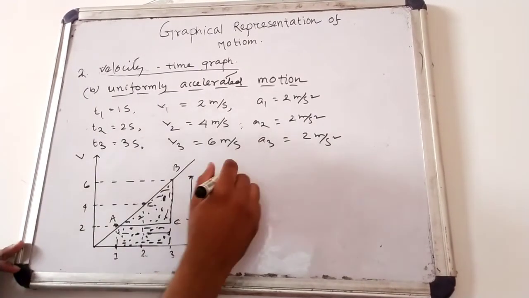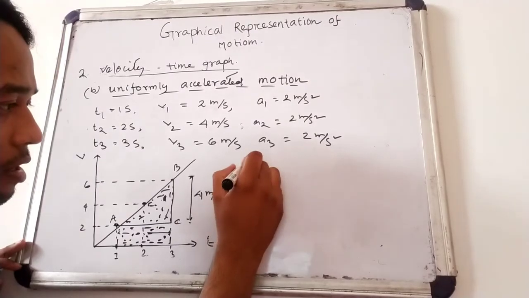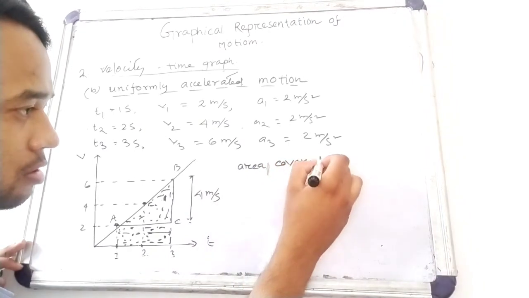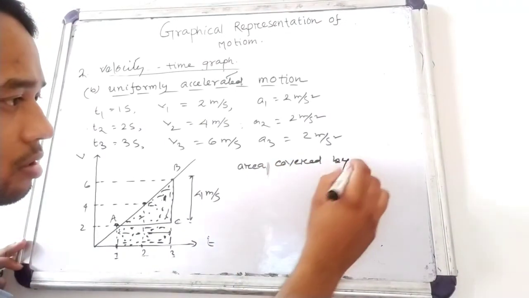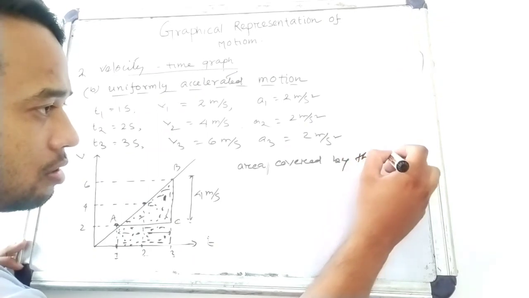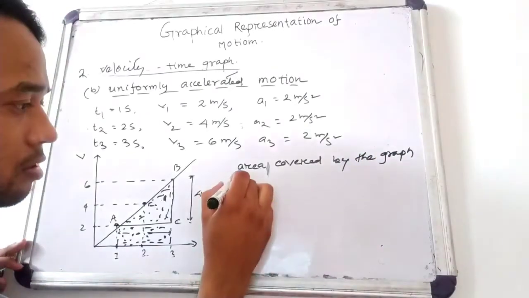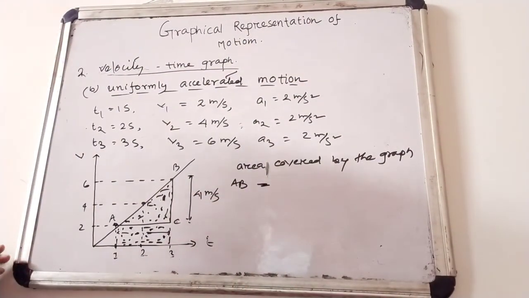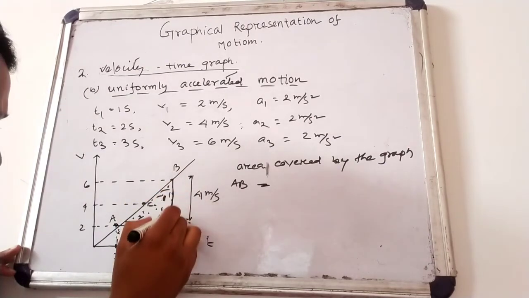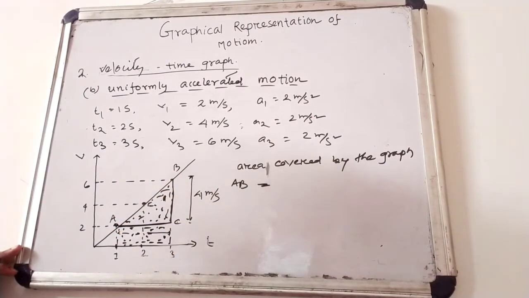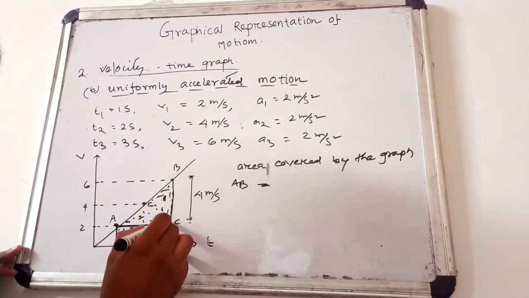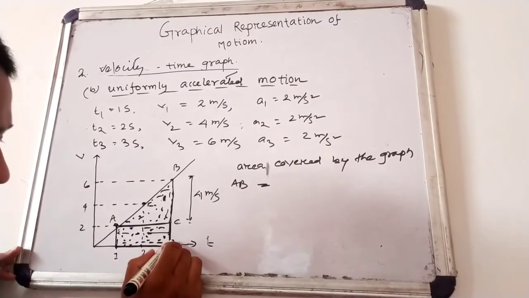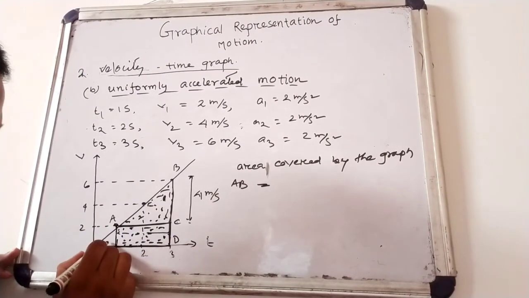So then the area covered by the graph AB will be how much? See, we can divide the total area in two parts. One is the area of this triangle and the other one is the area of this rectangle. In two portions we can divide. Suppose we give points D and E.